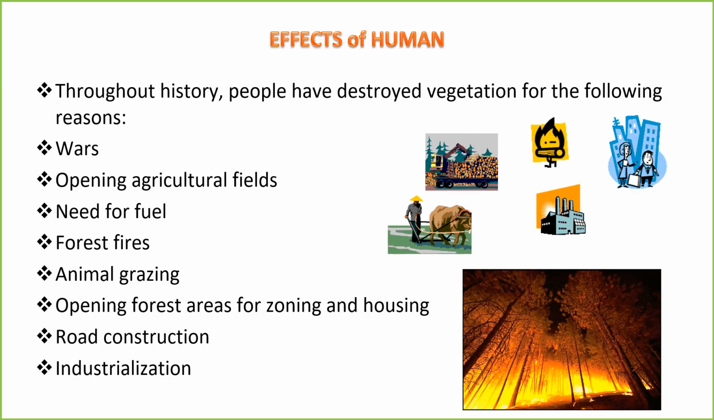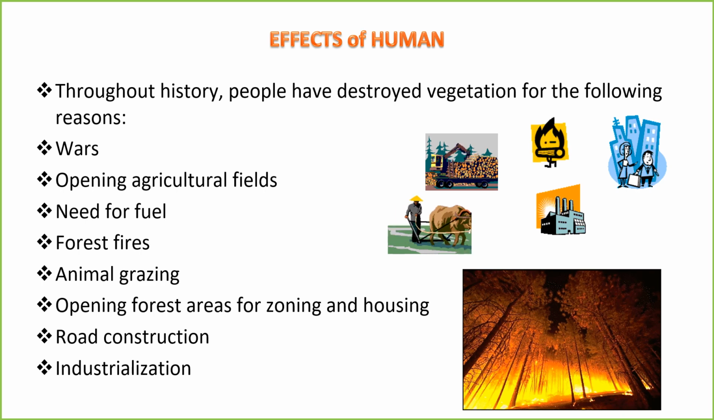The historical destruction of vegetation has been driven by various factors, often tied to human activities and societal needs. Here are some common reasons for the destruction of vegetation throughout history. 1. Wars. During wars, especially in ancient times, armies would often employ tactics like scorched earth policies, where they intentionally destroyed vegetation to deprive the enemy of resources and cover.